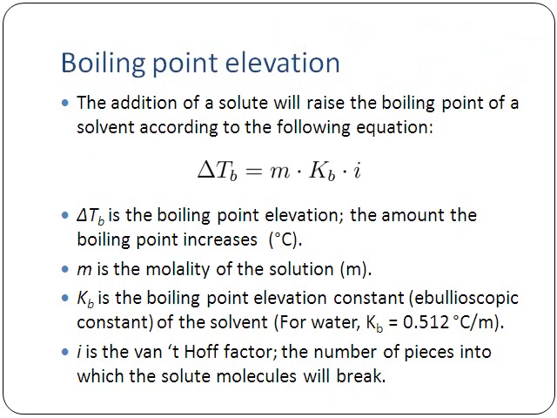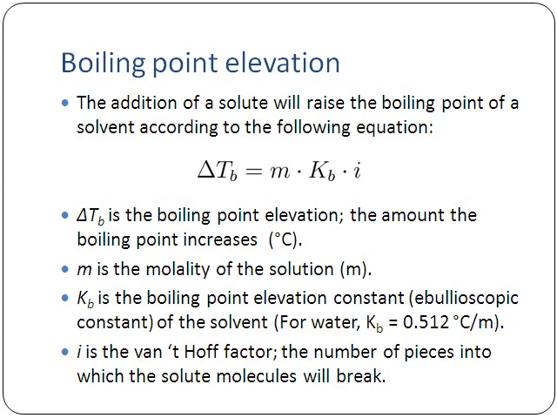Boiling point elevations, our next thing. Boiling point elevation works very similarly to freezing point depression. Just some different variables that are in there. If you look at the equation, it looks almost the same. The only difference really is we have some B's where last time we had F's. So the addition of a solute will raise the boiling point of a solvent according to the following equation. Delta TB equals M times KB times I.